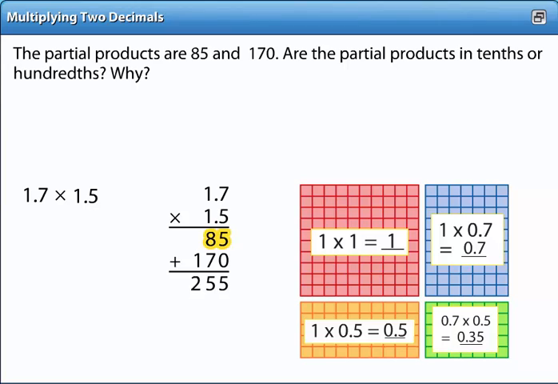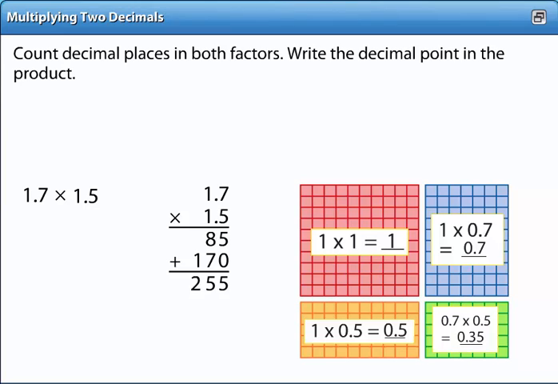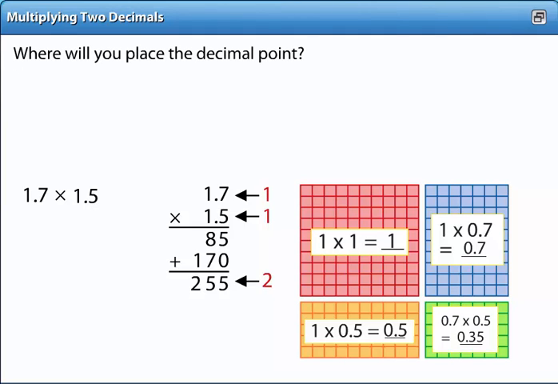The partial products are 85 and 170. Are the partial products in tenths or hundredths? Why? The partial products are in hundredths because multiplying tenths times tenths equals hundredths. Count decimal places in both factors. Write the decimal point in the product. Where will you place the decimal point? The decimal point will go between the 2 and 5.